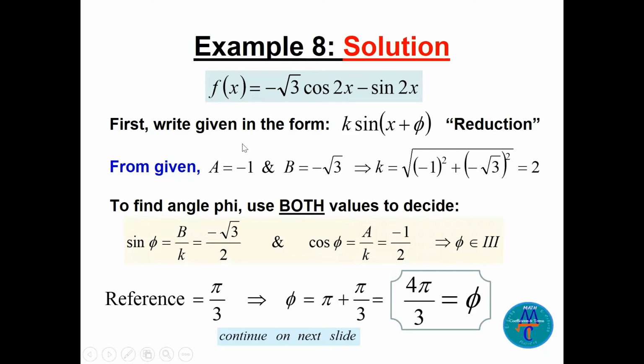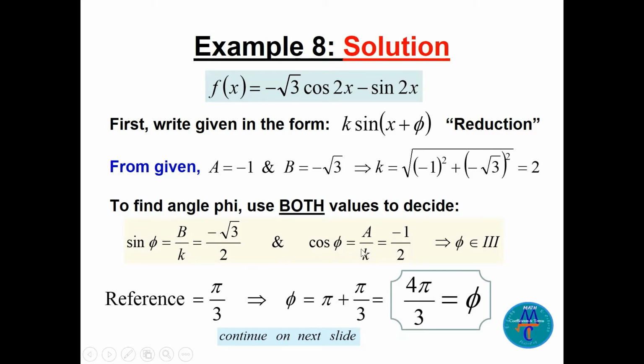Now, this is the given. Remember, you have to get the a. A is the coefficient of the sine, which is minus 1. B is the coefficient of the cosine, which is minus square root of 3. Find k, square root of a squared plus b squared, which is 2. Now, let's find sine of phi, b over k, which is minus square root of 3 over 2. Cosine of phi, a over k, so minus half.